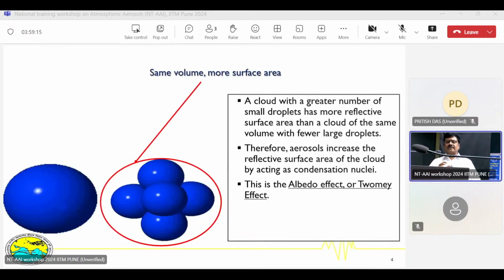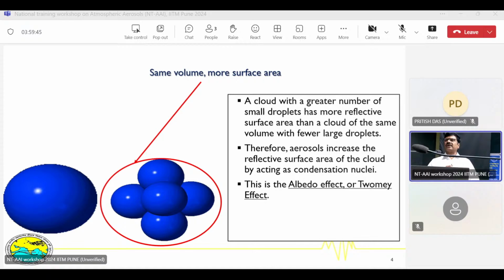So if you look here, the volume is the same, right? In both cases, the volume is the same. But in one case, you have one droplet covering that volume, whereas in the other case, you have 5 droplets covering that volume. So here, same volume, but the surface area is more. So it will increase the reflectivity of the cloud. This is called the cloud albedo effect.